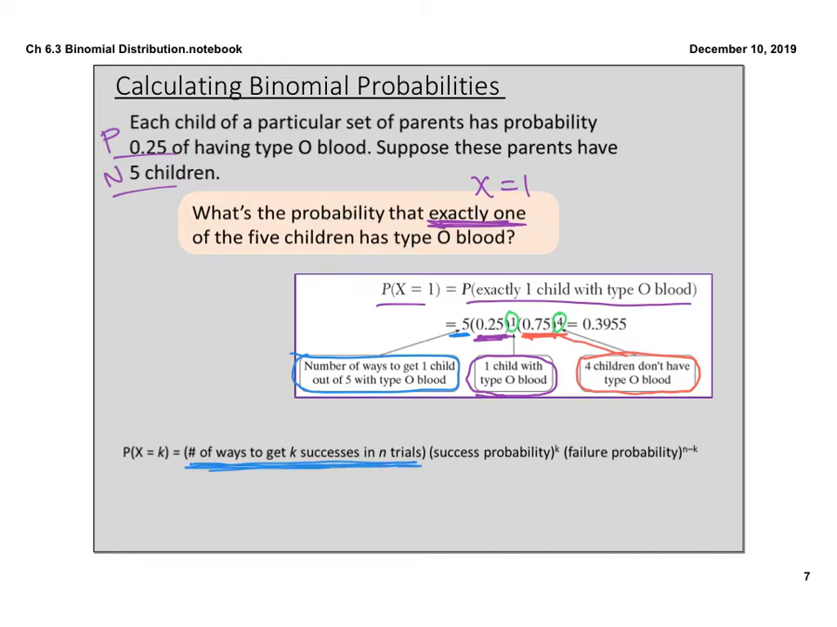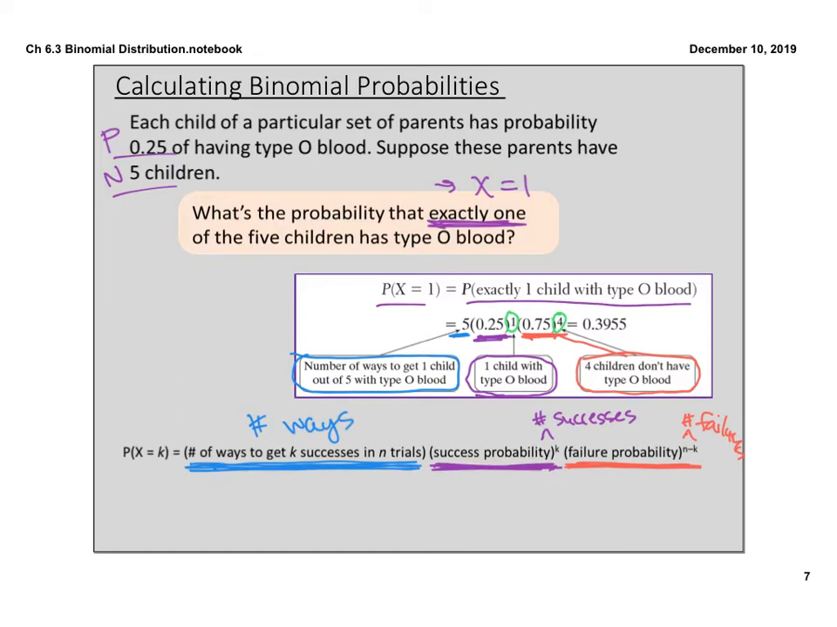So the number of ways to get K successes on N trials, okay? Then you factor in the probability of success, and the probability of success is raised to the K power. I'm not sure why they used K here. They use X up here, but now they use K in the formula, but that's okay. And then the probability of failure is raised to the number of failures, okay? So you raise the probability of success to the number of successes, and then you need the number of ways.